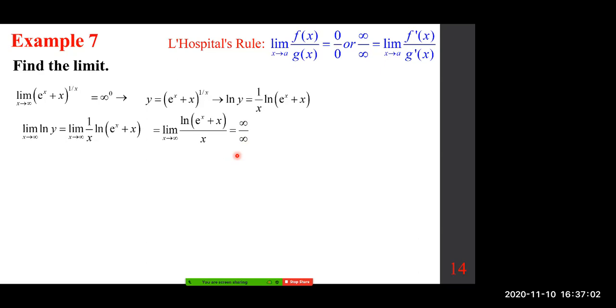Okay, how do we do that? Let's differentiate the top. So we flip over the natural log, the argument of natural log. So 1 over e to the power of x plus x. And then we multiply by its derivative, which is e to the power of x plus 1. Over the derivative of x, which is simply 1.